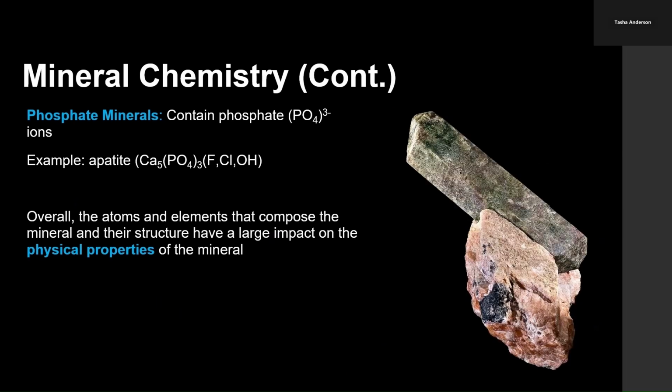Finally, we have phosphate minerals, which contain phosphate ions like apatite. The elements that make up a mineral's composition and their structure have a large impact on the physical properties of the mineral. Remember, mafic minerals are darker and have a larger concentration of iron and magnesium, whereas felsic minerals are lighter and are more rich in silicon.